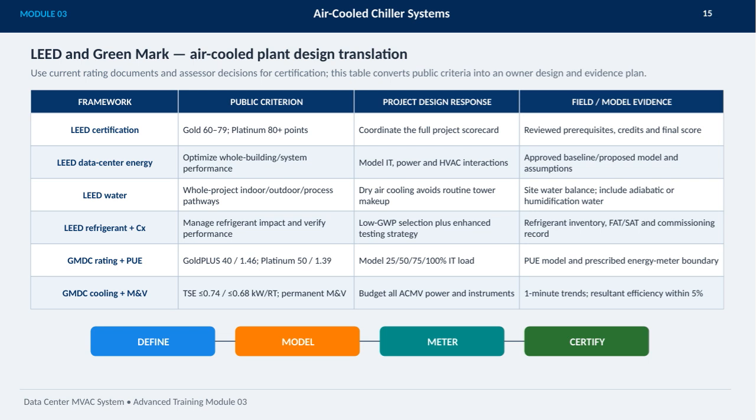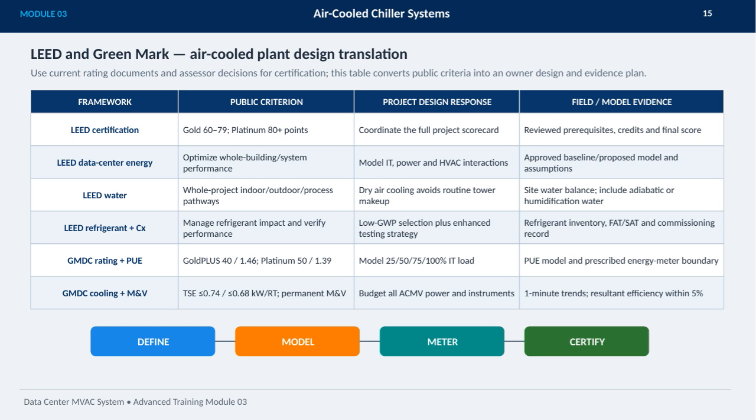Water management is also crucial. Dry air cooling helps avoid routine tower makeup, and site water balance must consider all pathways like humidification. Refrigerant impact is addressed by selecting low GWP options and maintaining thorough commissioning records. On the Green Mark side, ratings focus on modeling various IT loads and strict efficiency targets, with continuous measurement and verification ensuring the system performs within defined benchmarks.